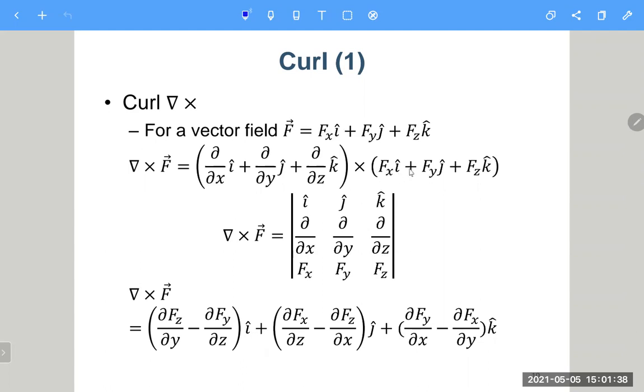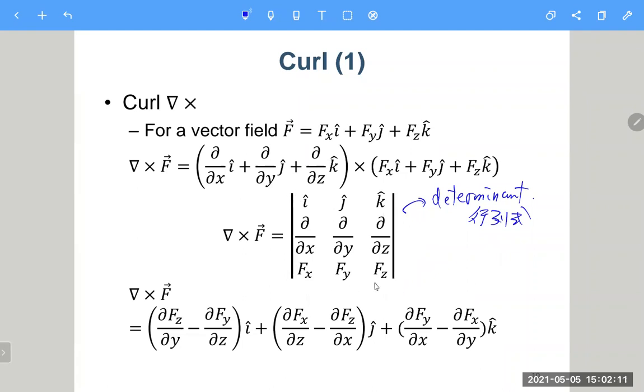And we also have the second vector field, which is f_x, f_y, f_z, to be placed here, here, and here. So this is the determinant. I'm not sure whether you have learned it yet, but actually in Chinese it is called 行列式. Yeah, so this is a determinant. This is a 3 times 3 determinant.